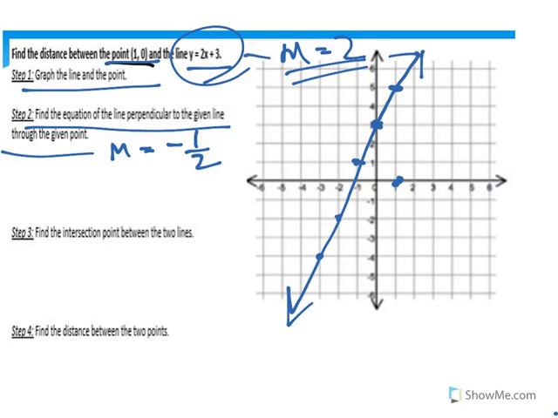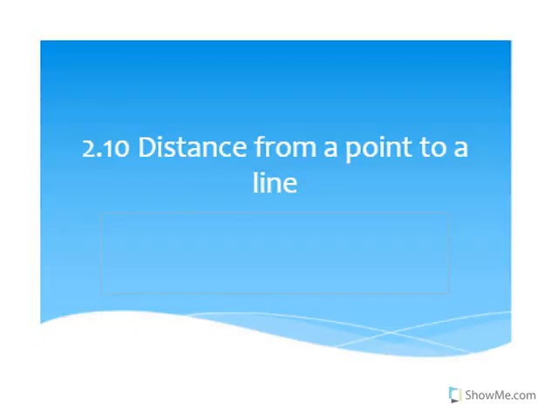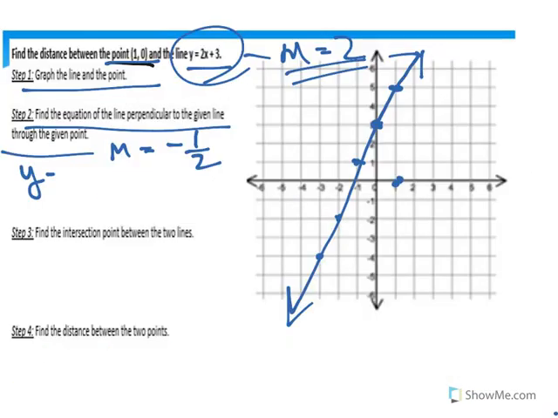So we're going to go ahead and write the equation now. We know that we have 1 point, and I'm going to use point slope form again. So y minus y1. Again, we're using this one from down here, from the do now. Excuse me, this one right here. That's point slope form, just in case you forgot.